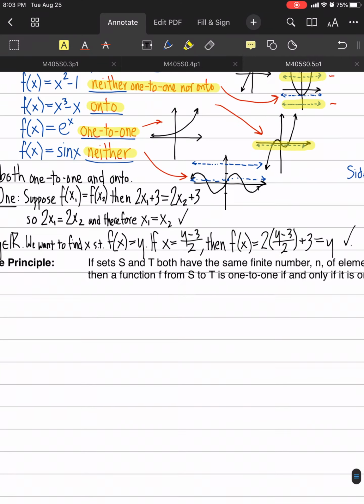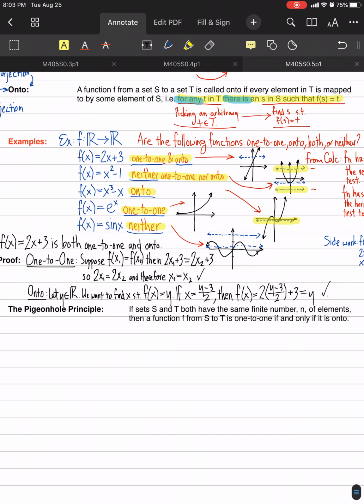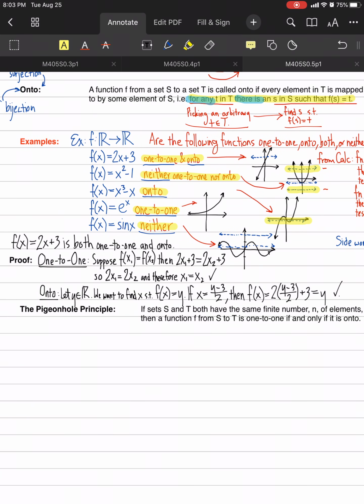The last thing I want to mention here is what we call the pigeonhole principle. And there are different versions of this. We're not actually going to prove this or anything.